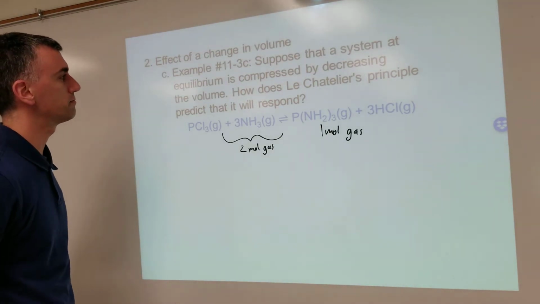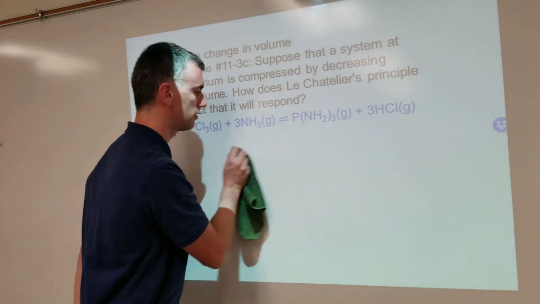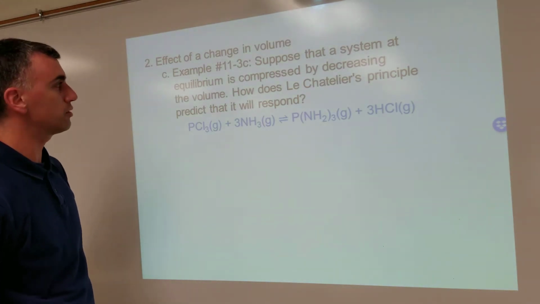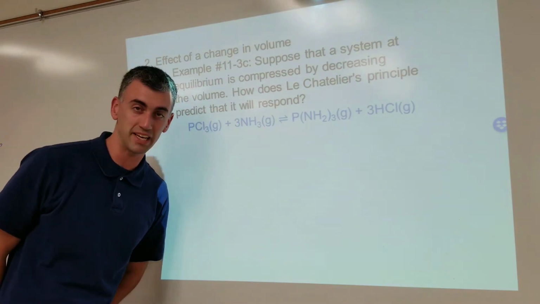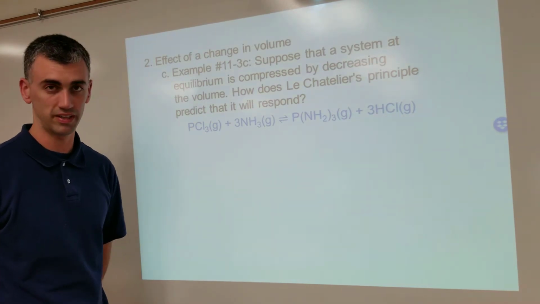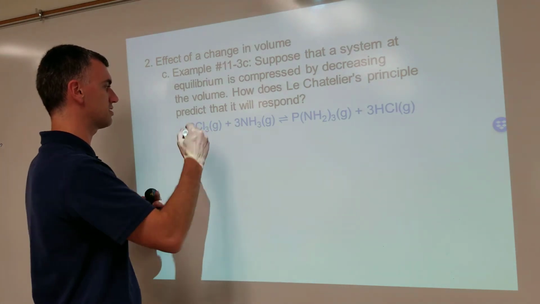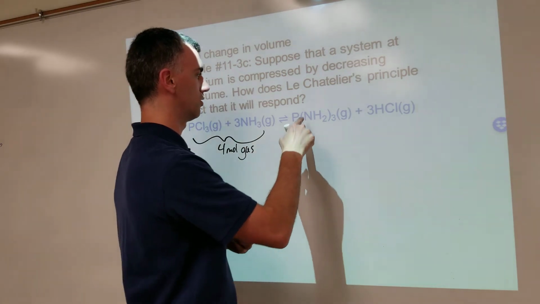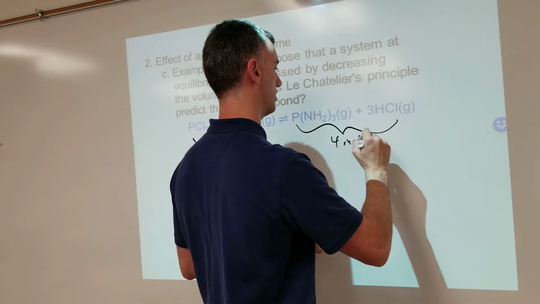Okay, so what about this one? Let's see. We compress it by decreasing the volume. Less volume means less space, which favors the side that has fewer moles of gas. We need to figure out which one has fewer moles of gas. Let's see. 1 mole plus 3 is 4 moles of gas. 1 plus 3 is 4 moles of gas.